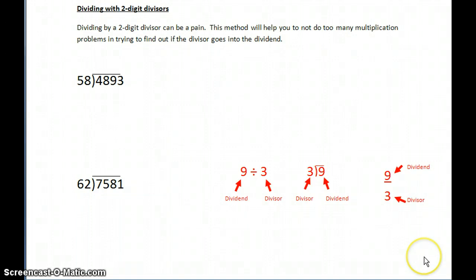Hello everybody, this is Mr. Nardelli from math class. I'm going to do a little lesson on dividing with two-digit divisors just to get on some of the vocabulary here that you need to know.